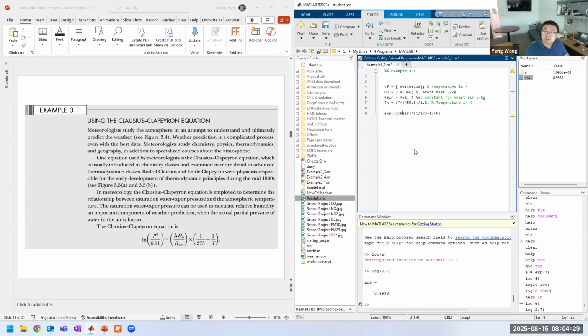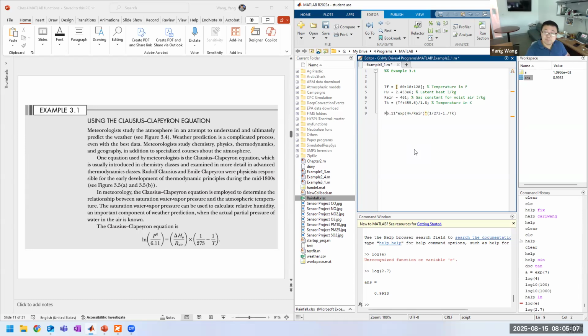But now we need to pay attention, because TK is an array. We mentioned that for array calculations, if we want to do point by point, or element by element calculation, we have to add a dot over here. So the same thing over here, this is a dot calculation. And since you already have the exponential, you just need to multiply 6.11 by this term. Since this is a constant, we don't necessarily have to use the dot. Actually, here we don't need the dot either, because HV and R air are constants.